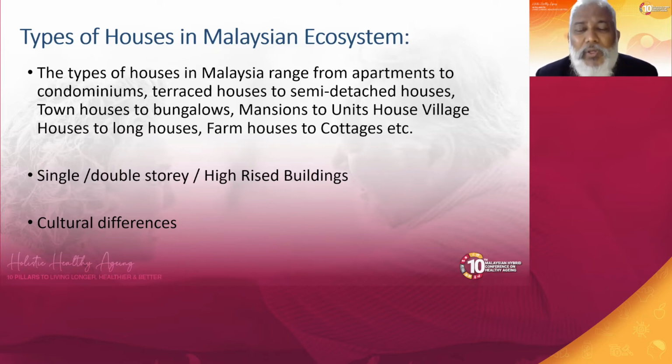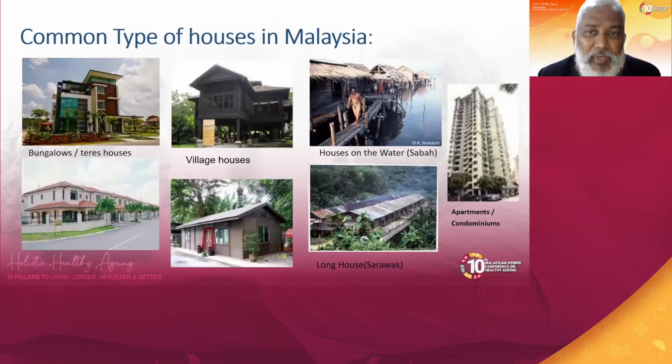All these are important points to pick up, because all the accessibility is different. Yeah, and also we need to know the cultural differences that they have before we can assess and also introduce the modifications, whether they are relevant or not. Yeah, these are common types of houses that we see in Malaysia. Village houses, yeah, the water houses, long houses, to the kampong town houses, and also the modern houses, bungalows, and also double story or condominiums.